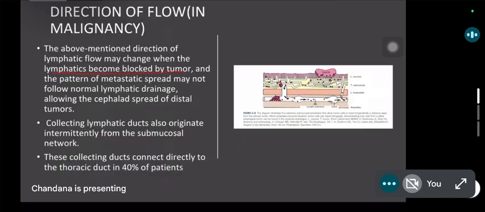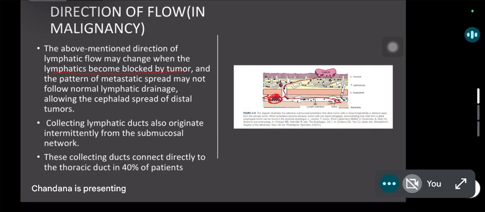So this is the normal anatomy, what I said. Next we'll come to the case of malignancy, where one of the pathways might be blocked as shown in this picture. So the lymphatic spread, in spite of going upwards to the cervical region, can go downwards and go to the celiac group of lymph nodes.